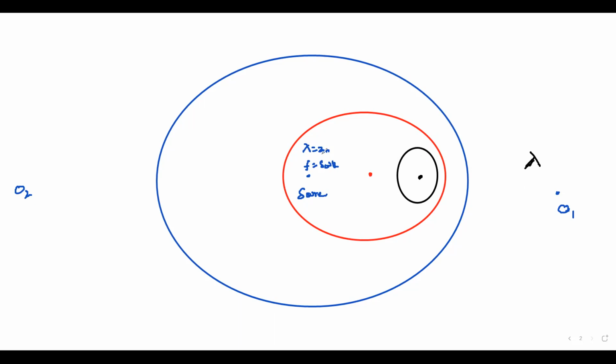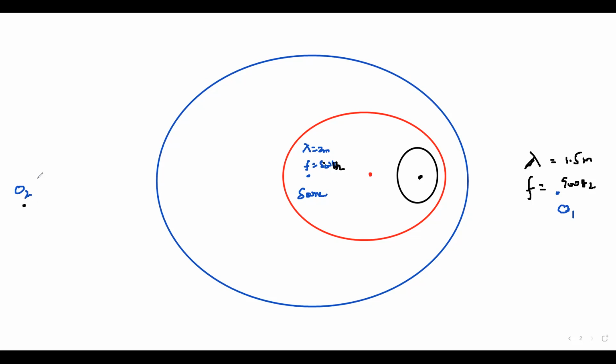For example, if this was 2 meters, observer 1 will receive a 1.5 meter wavelength. And what about frequency? The source is emitting 800 hertz, but what the observer will receive is more than 800, for example 900 hertz. And what about observer 2?